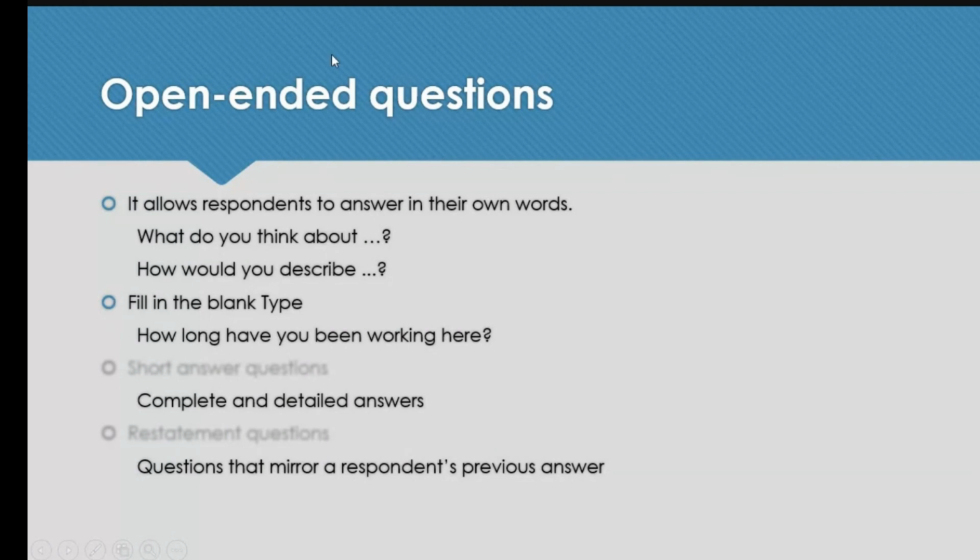Next, under open-ended questions, the first one is the fill in the blank type. How long have you been working here? Maybe you can mention the year, simple. You can provide the year. Maybe 5 years, 6 years, 10 years, 50 years, or something.